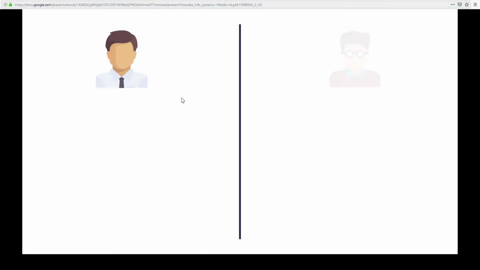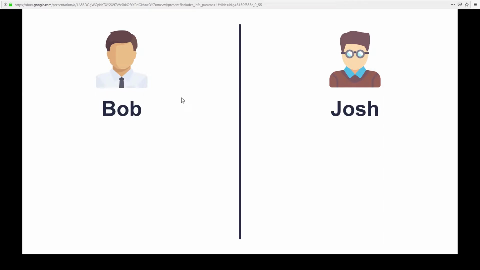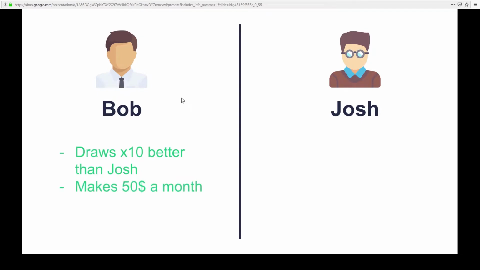So for that, I'm going to give you two examples. We have Bob, our friend Bob, friendly Bob. Bob is here, and we have Josh. Bob and Josh are both artists. They know how to draw. Bob draws much better than Josh, 10 times better actually. But he only makes $50 a month. Josh is a decent artist. He has a cartoony style. He can't even draw realistic drawings and stuff like that. But he makes $3,000 a month, and he's able to live off that.